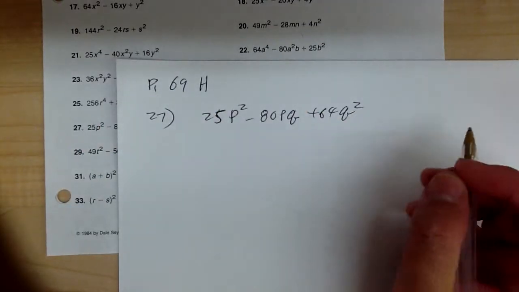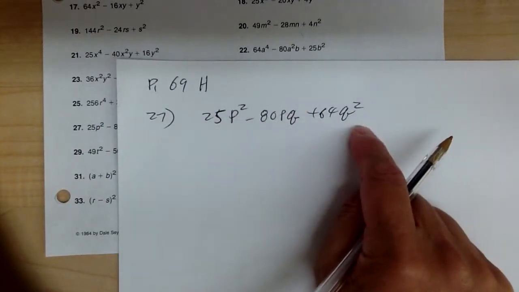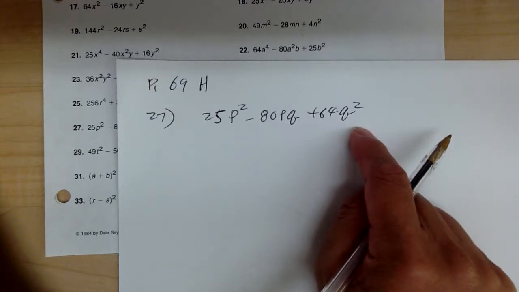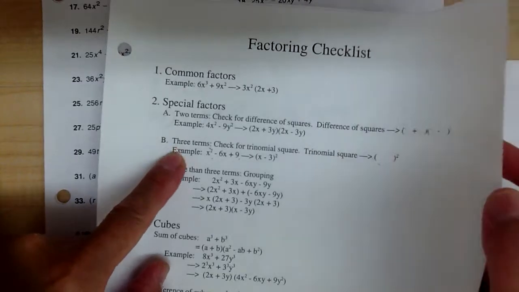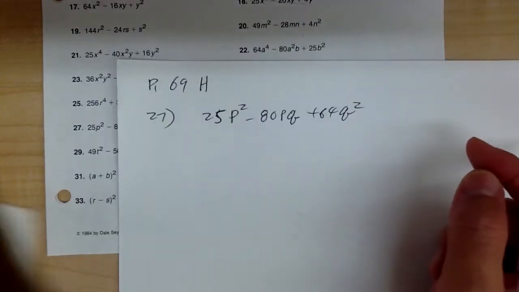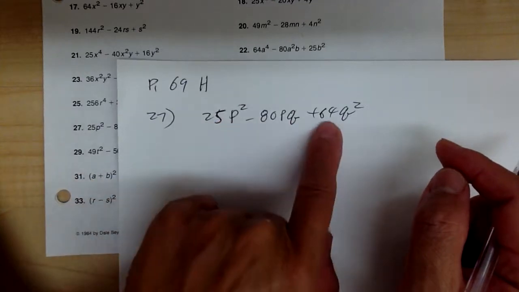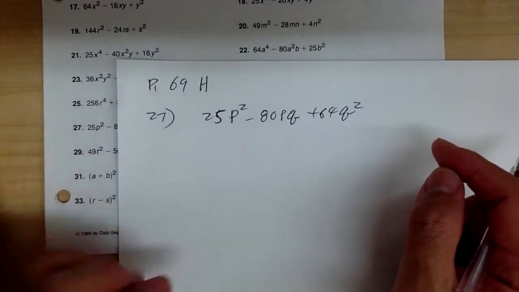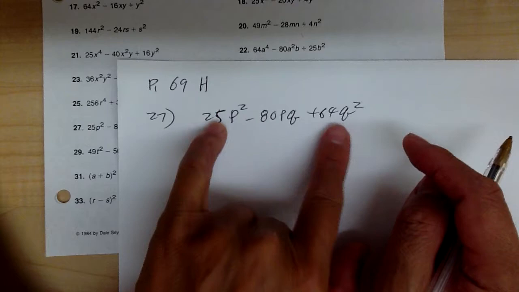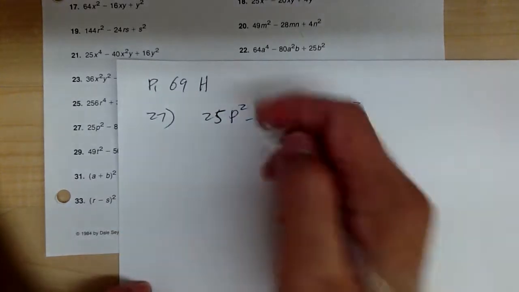So step 2, check for 3 terms. You can go back to the checklist, right? Okay, 3 terms, check for perfect square, right? I can look it over here, right? 3 terms, check for perfect squares. So this is a perfect square. This is a 5 square, p square, 8 square, q square. So everything is all square. I check these 2. Make sure everything is all square in that. So in this case, they are good.